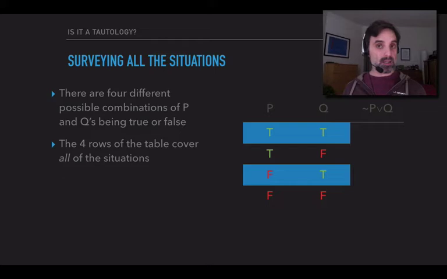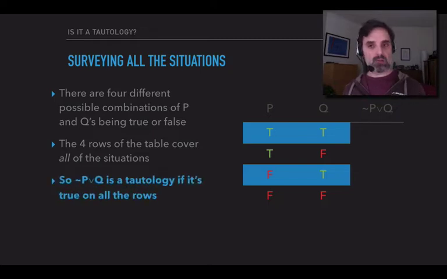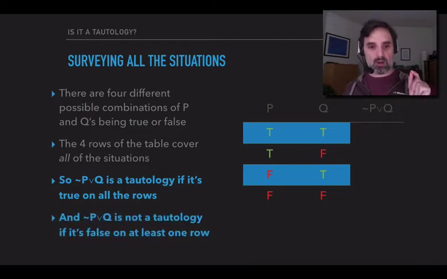Now we're going to learn how to set up this part of the truth table, but not in this module. In this module, we're going to have that set up for us. Once that's set up for us, as it's going to be in our homework, then we have to figure out, okay, negation P or Q, that's a tautology if it's true on all the rows, and it's not a tautology if it's false on at least one row.